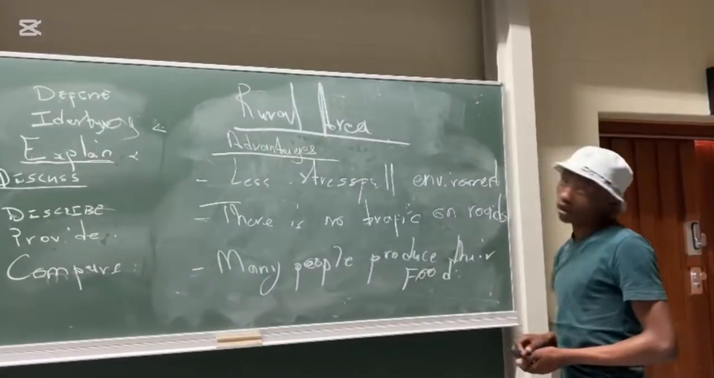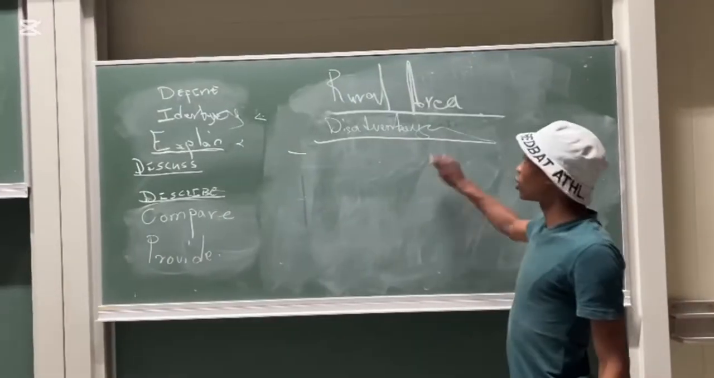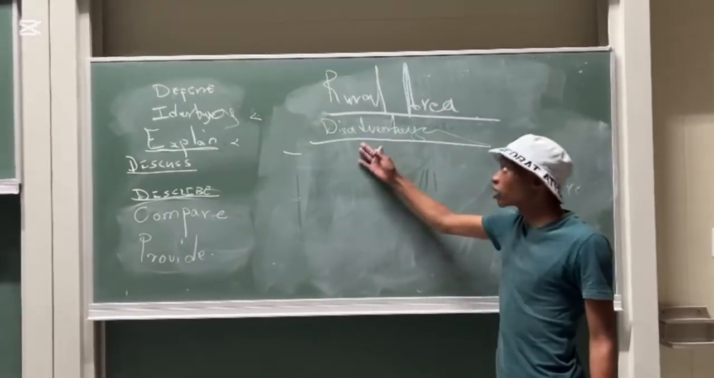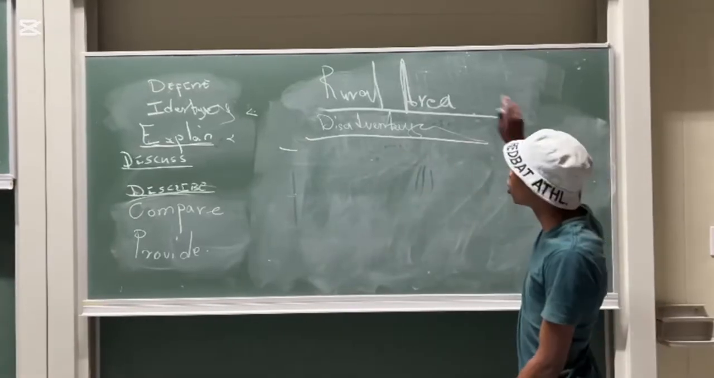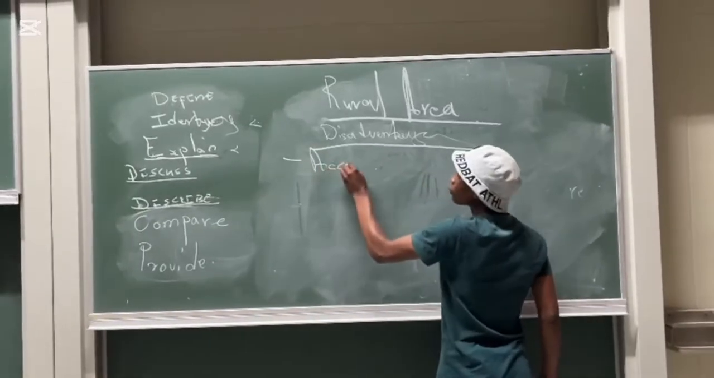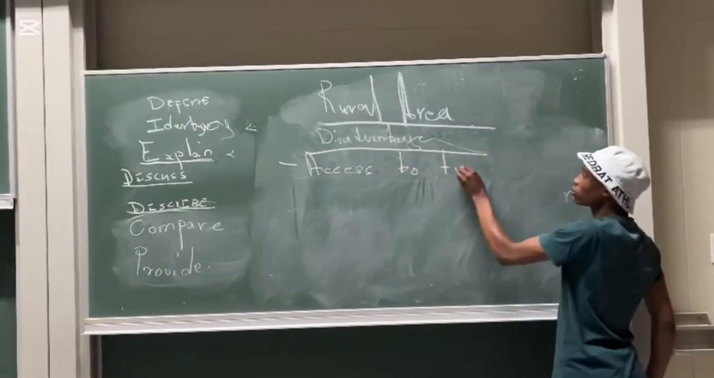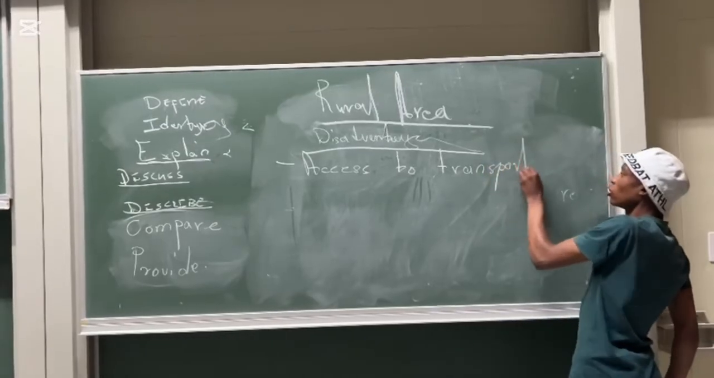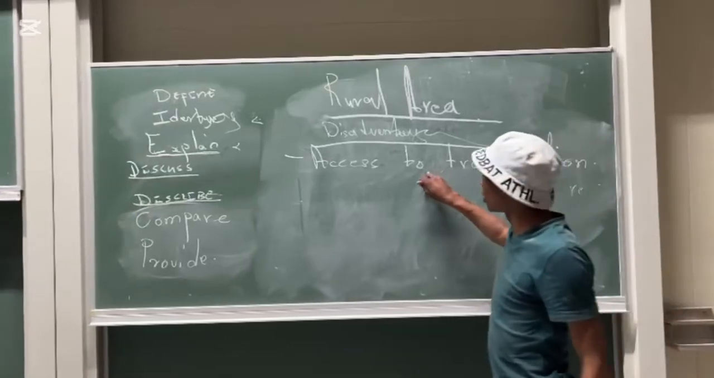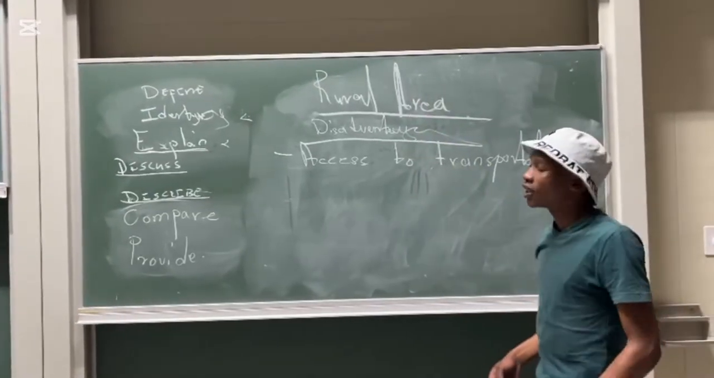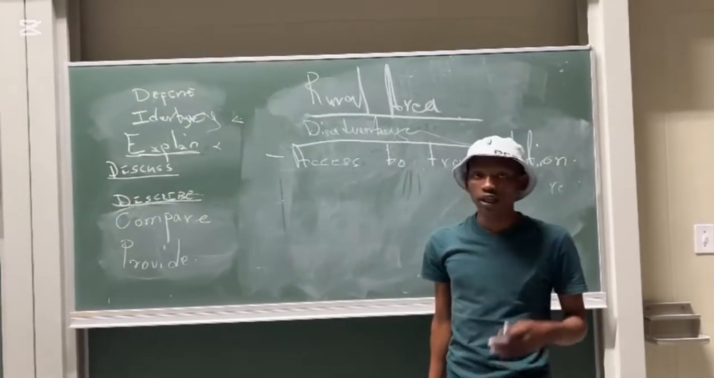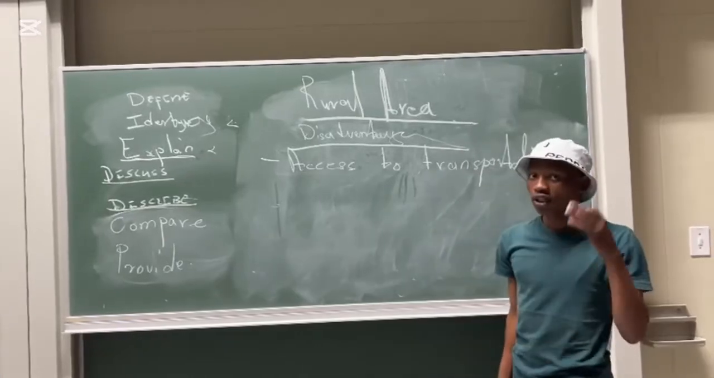And yeah, okay guys, since we have already talked about the advantages of rural areas, now we are talking about the disadvantages or the negative impacts of rural areas. What are those negative impacts? Firstly, access to transportation. Transportation is one of the main problems in rural areas. Why? Because there are poor road conditions due to lack of investment in rural transport infrastructure.